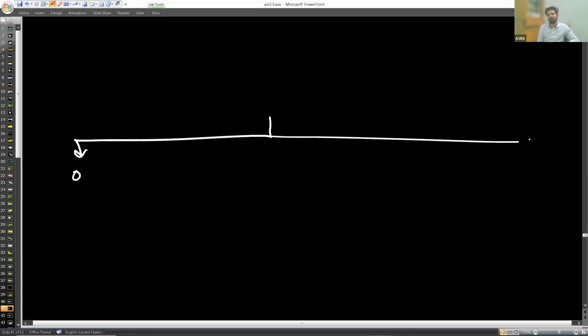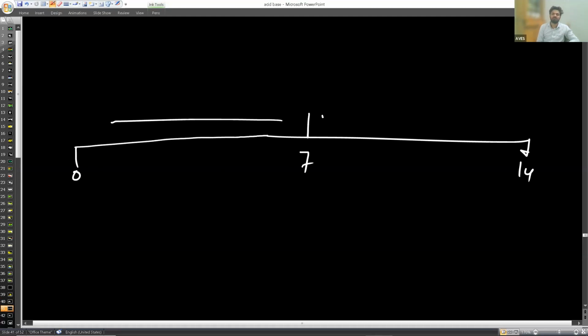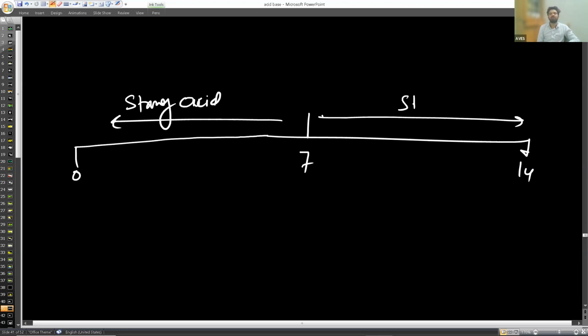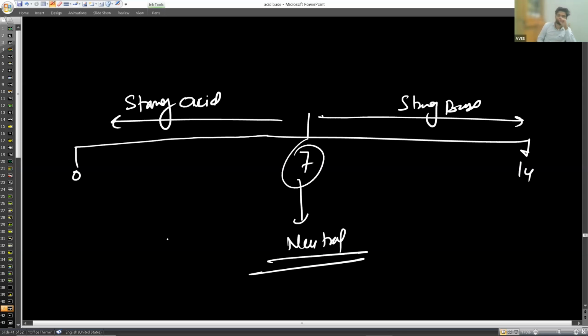pH is a number that helps us, pH has values from 0 to 14 on a scale, and in the middle it has the value 7. Here this indicates strong acid; strong acid means as we move away from the 7, it is a strong acid. Here this is strong base. And at 7 we have neutral. No acidic, no basic substance.